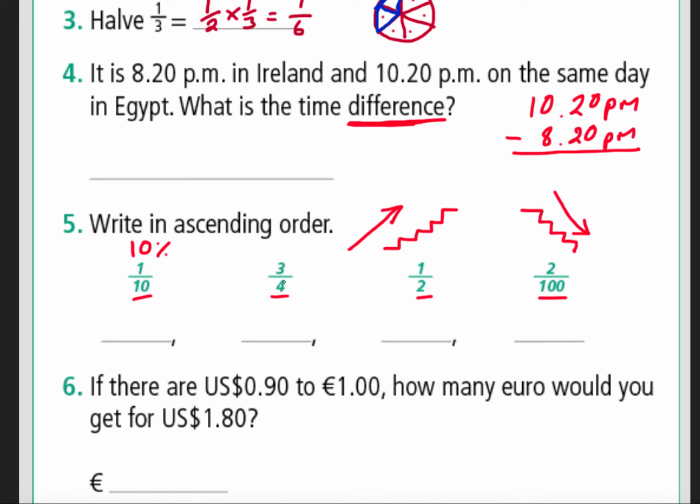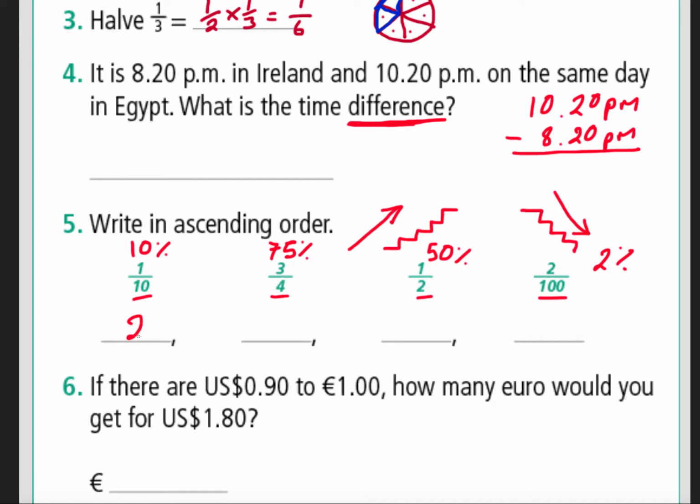If we turn this one, 3/4, well, 1/4 is 25%, so 3/4 is 75%. A half is 50%, and 2 over 100, that's 2%. And when we write them like that as percentages, now it's very easy to see which one is the smallest and which one is the biggest.